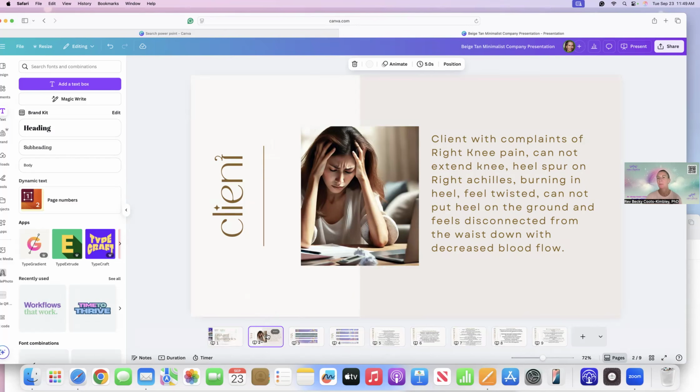This person is complaining of right knee pain. They cannot extend their knee. This has been going on for a few years, I think about 2 years. They're starting to get a heel spur on the right Achilles.